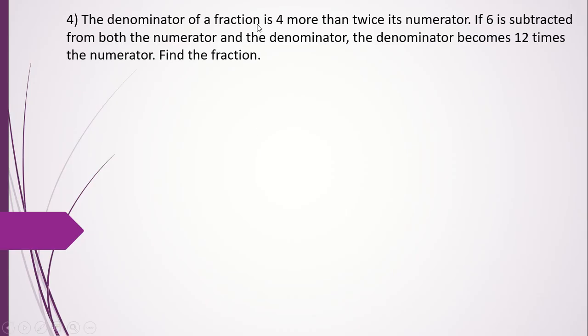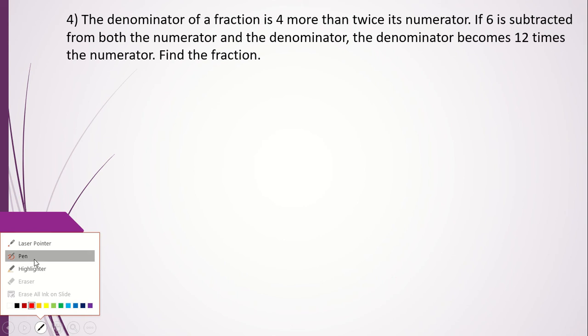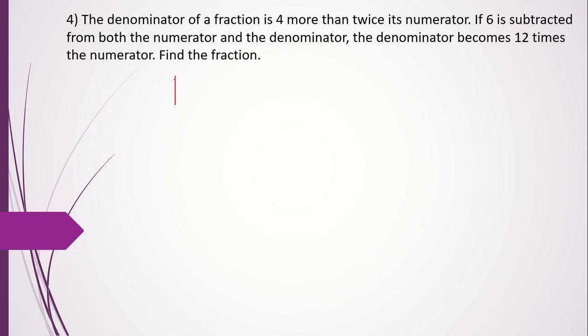The denominator of a fraction is 4 more than twice its numerator. If 6 is subtracted from both the numerator and denominator, the denominator becomes 12 times the numerator. Find the fraction. So let's assume the numerator to be x and the denominator to be y.